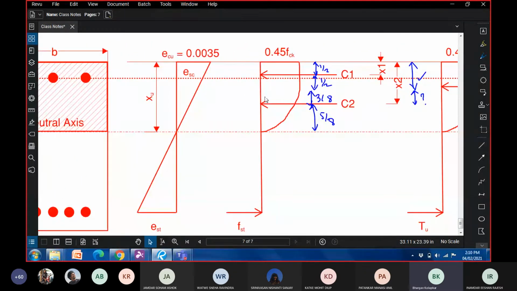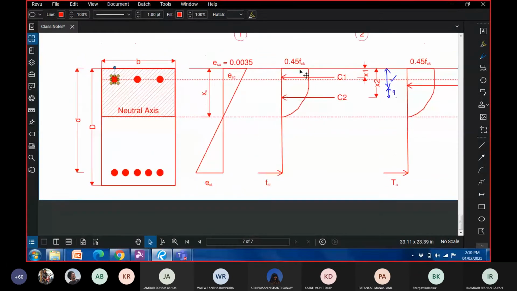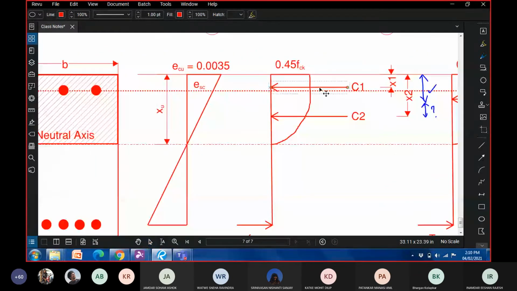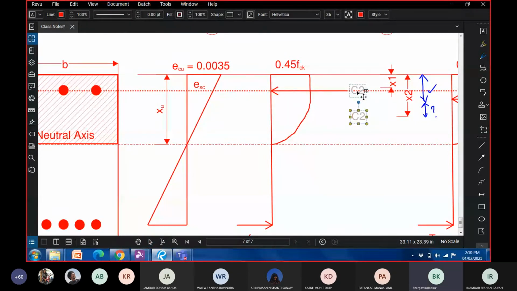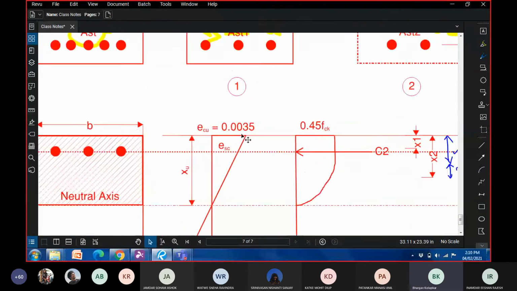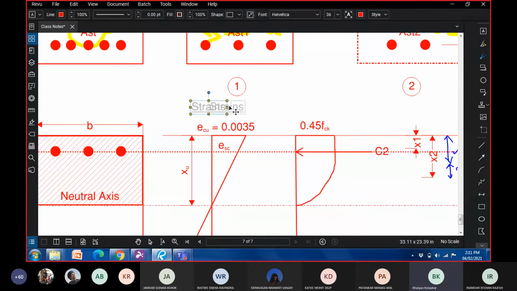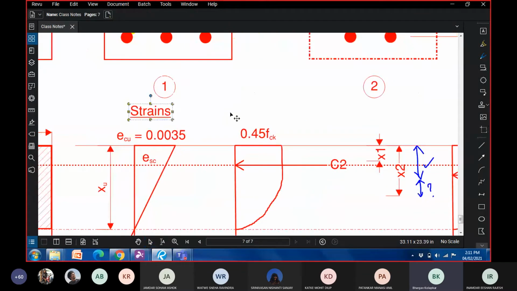Now, when we look at this, I'll just draw it first and then I'll explain. So this is our strain variation. These are our strains. Now we have to draw the corresponding stresses.